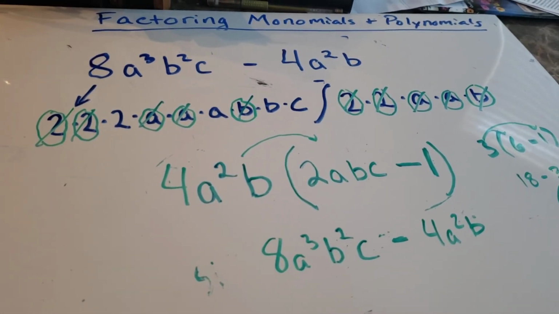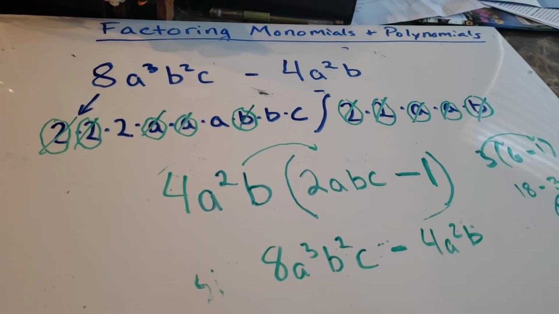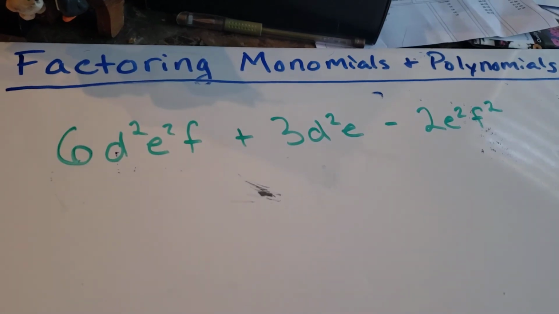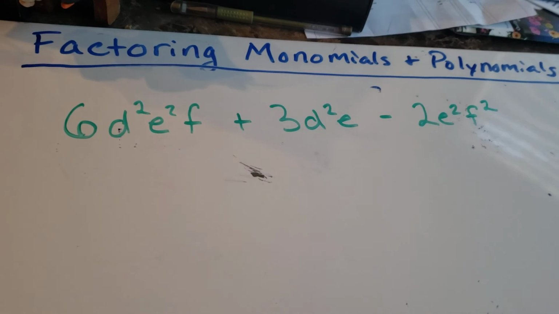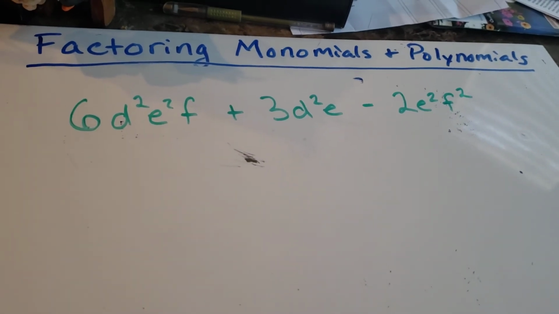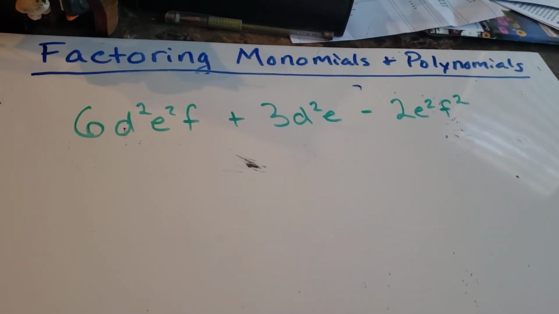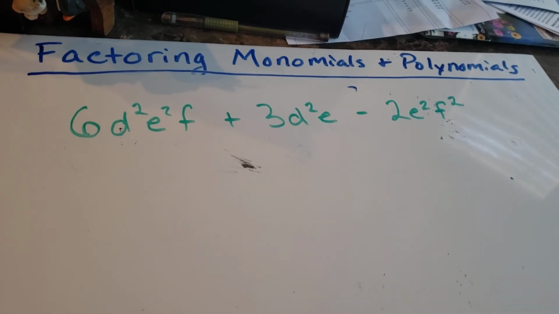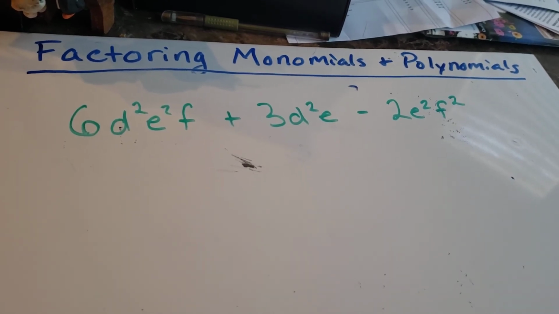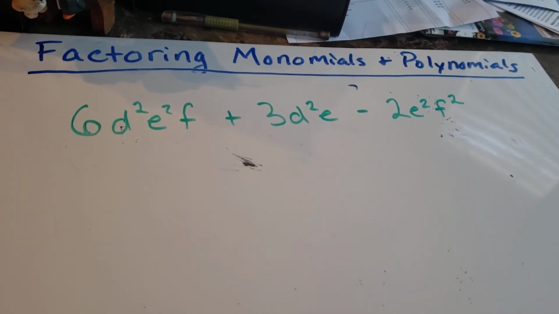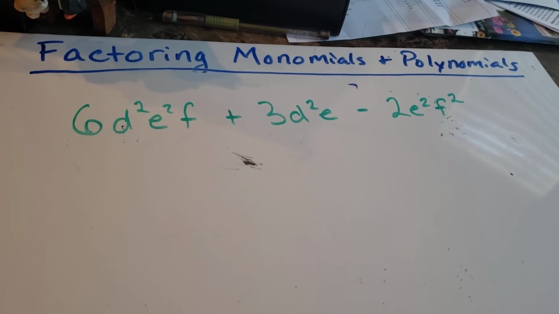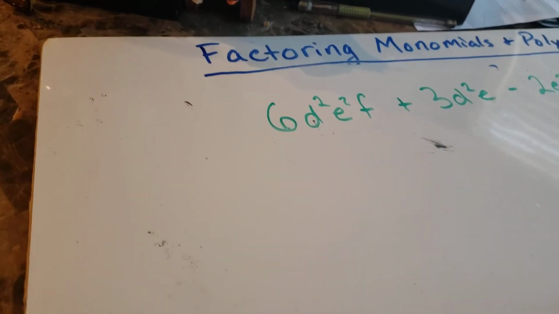All right, one more problem with 3 terms. So we're going to try and factor a trinomial. All right, for our last example, we're looking at a trinomial. 6d squared e squared f plus 3d squared e minus 2e squared f squared. So we can write that out.